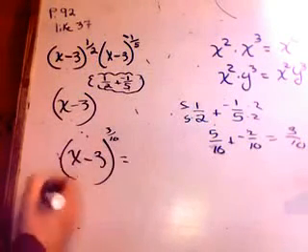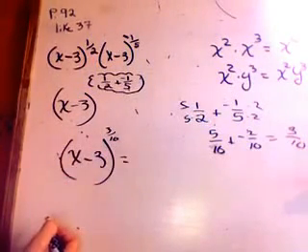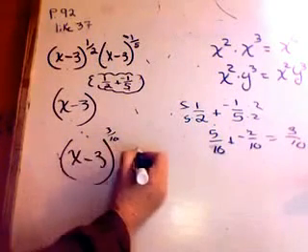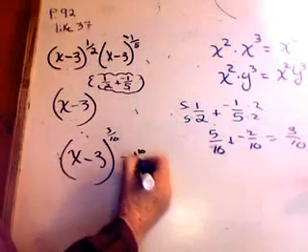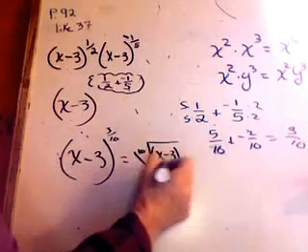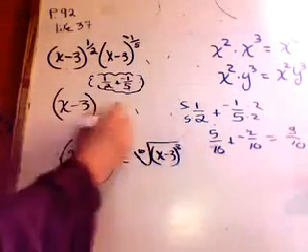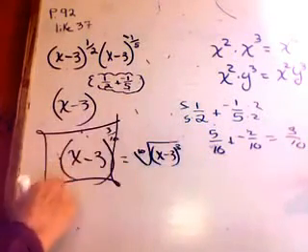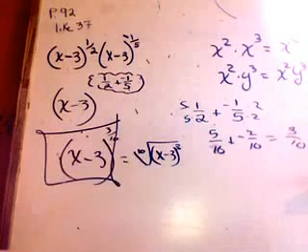Now you do remember that if I wanted to put this into radical form, that's the root. So I could put it as the 10th root of x minus 3 to the third. But the answer book wants it in this form here. I just wanted a little memory refresher from last year. All right, good luck.